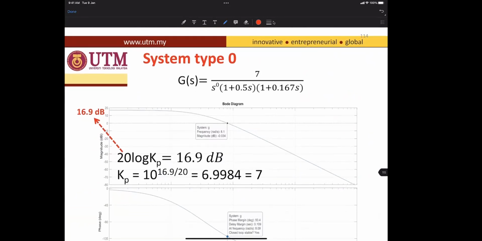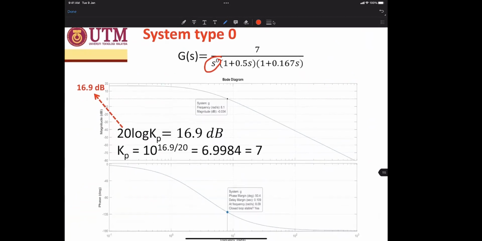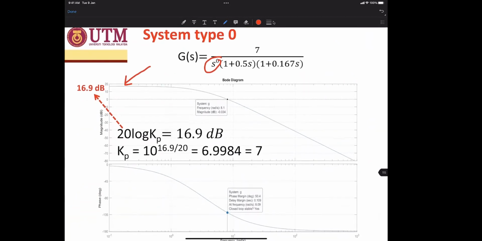So this is a sample of a plot. It's type 0, and this is the Bode plot, magnitude and phase, open loop. See, the initial slope here is 0 decibel per decade, flat. And what is the initial value here? 16.9. So 20 log Kp is 16.9, Kp is equal to 7. And the steady state error will be 1 over 8, which is 0.125.